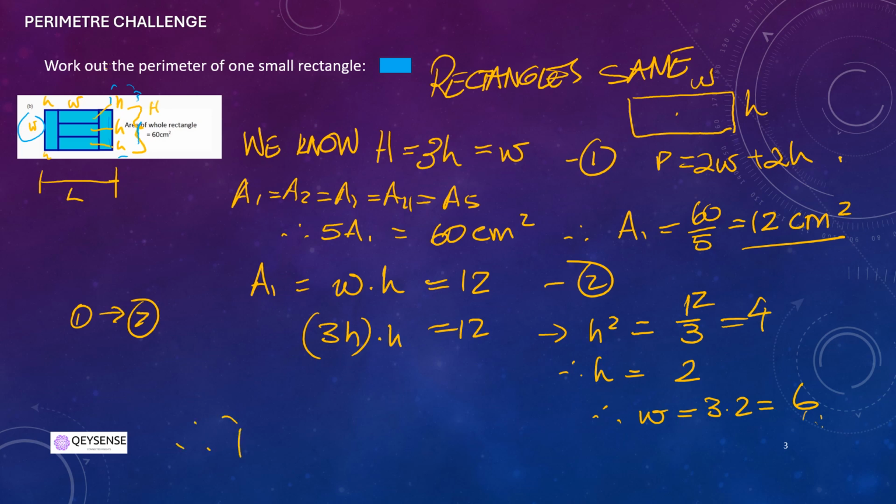And therefore, the perimeter is simply 2 times W plus 2 times H, and that equals 16 centimeters squared. So it's really about looking at the relative position of how the rectangles are set up and what you can derive from very little knowledge.